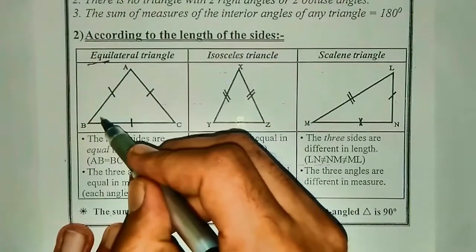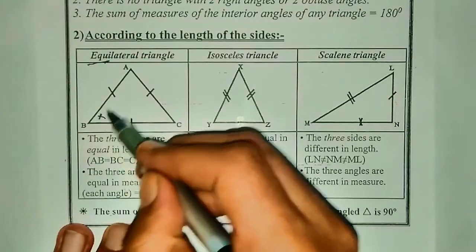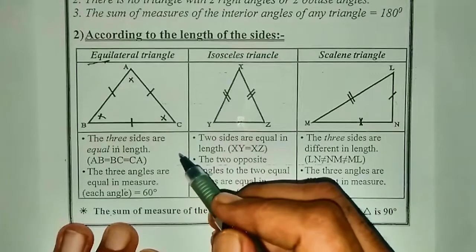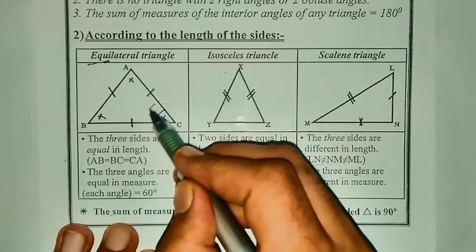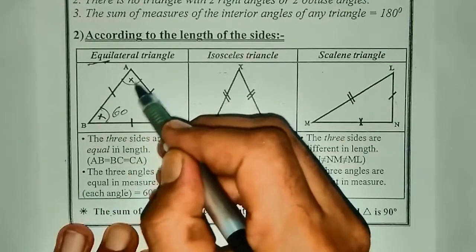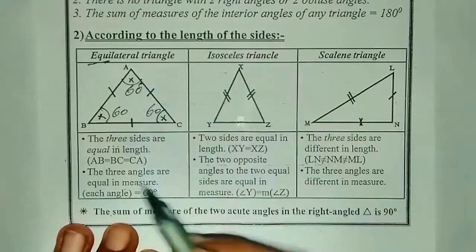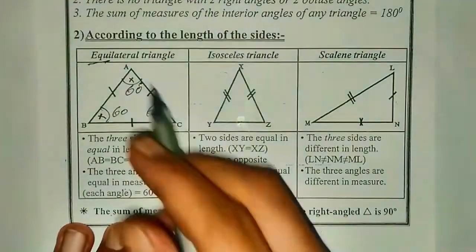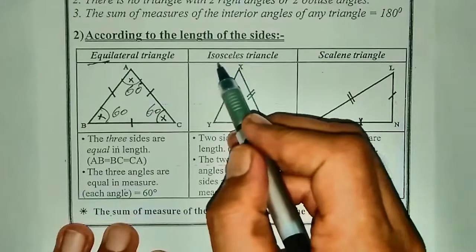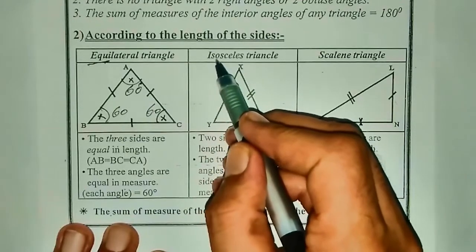Also it has 3 equal angles, each of them with measure 60 degrees. First type, equilateral. Second type, isosceles.